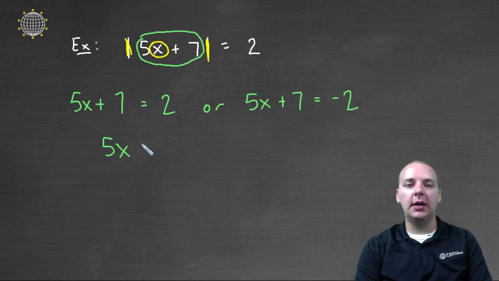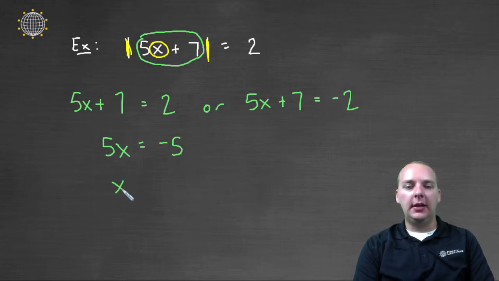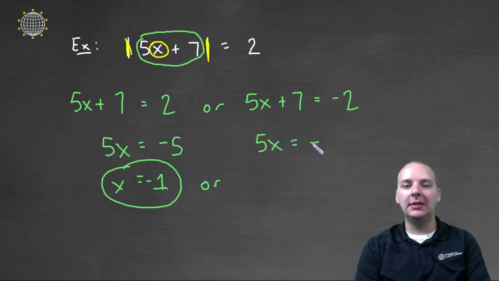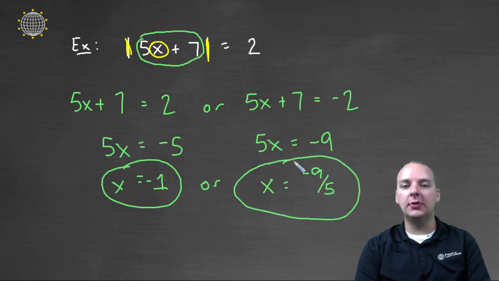First equation, we'll subtract 7 from both sides. 2 minus 7 is negative 5, and we'll divide both sides by 5, and so x will be negative 1. So there's one solution. All right, let's solve the second one. Again, we'll subtract 7 from both sides. So 5x equals negative 2 minus 7, that makes negative 9. And again, we'll divide both sides by 5. So x equals negative 9/5. It's kind of a weird answer. It's a fraction, but that's okay. You can have fractions as answers.